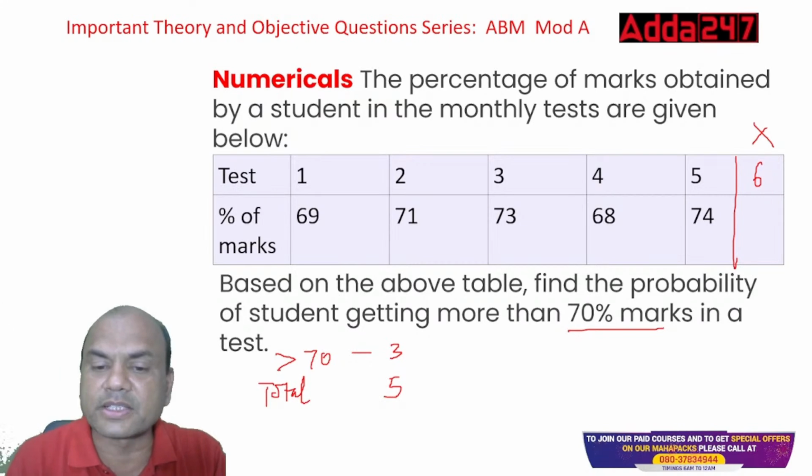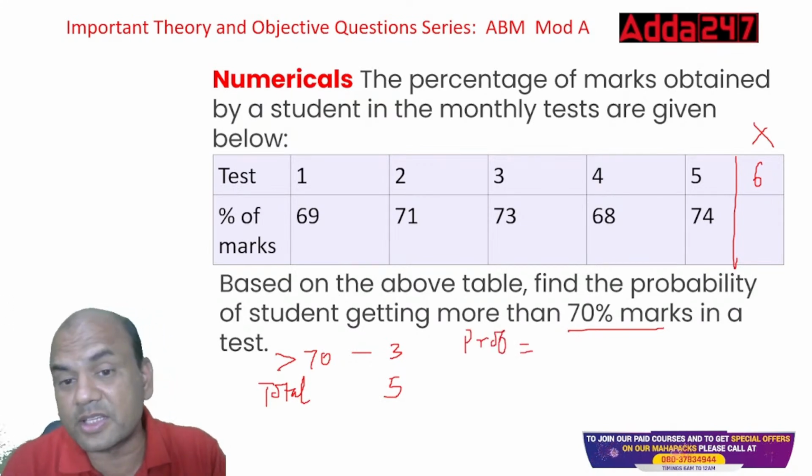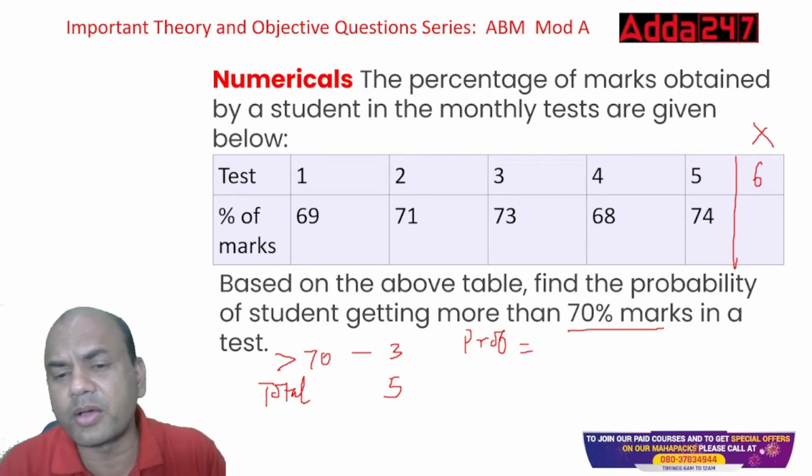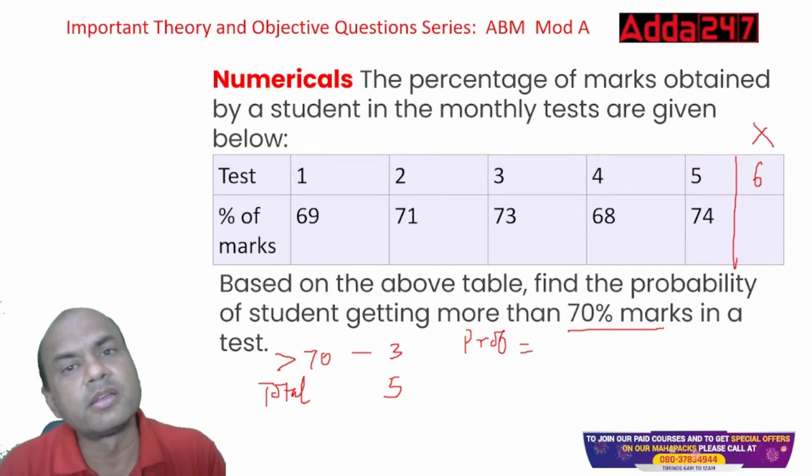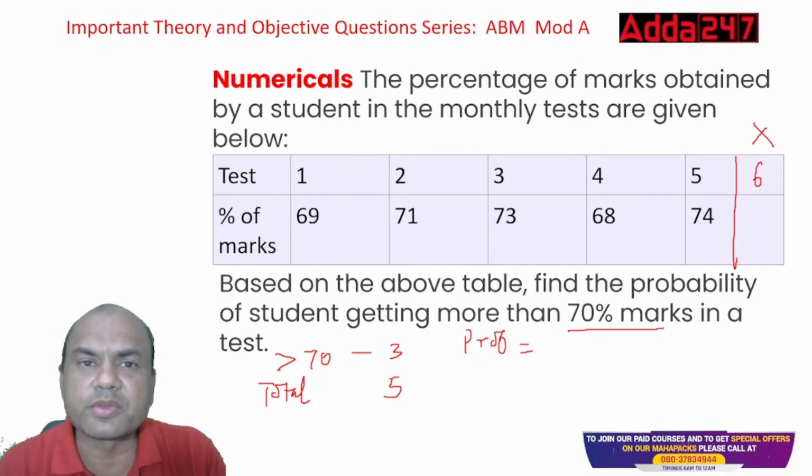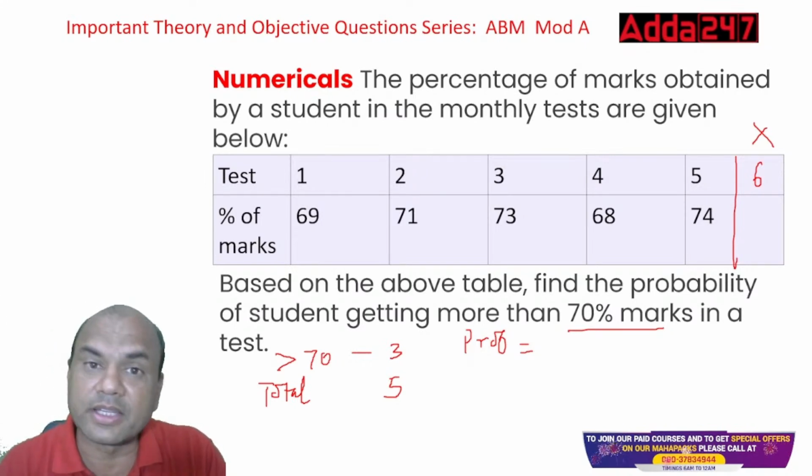Probability is always success. You'll say, sir, this question is from probability. How come in this estimation chapter? Remember, all these questions are interlinked. They can be asked anywhere.